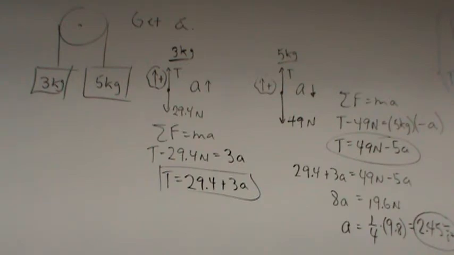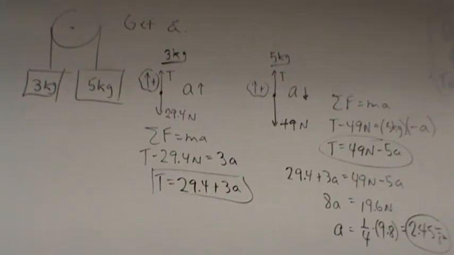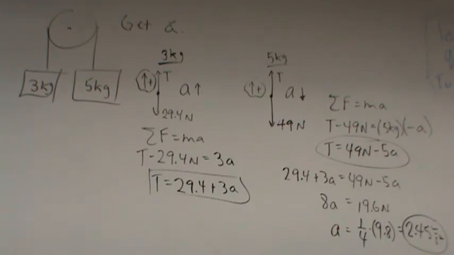Anyone getting 2.45? Yay. You should be getting 2.45 as an answer. But here's the last question I want to leave you with before you leave. Do you notice that for the 1 and the 2 kilogram, you ended up getting 1/3 g as the acceleration? For the 3 and the 5, it ended up being 1/4. Can anyone figure out a shortcut way that you could have got those answers really quick, besides going through my process?